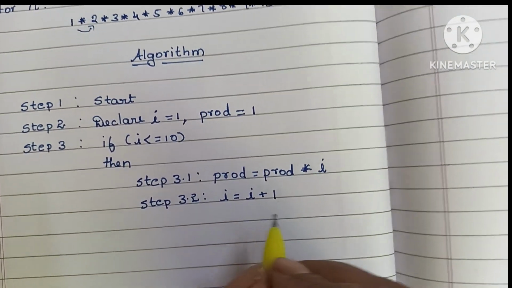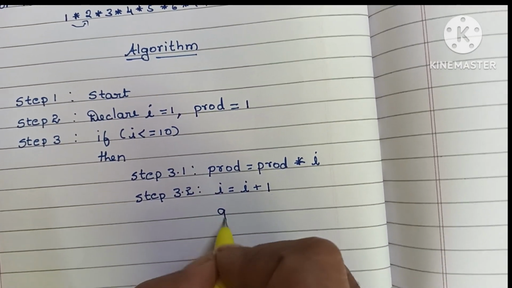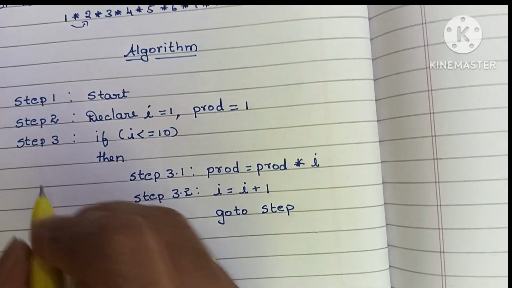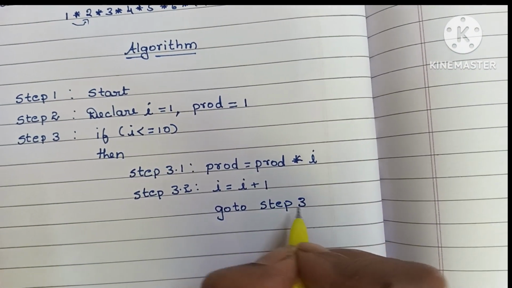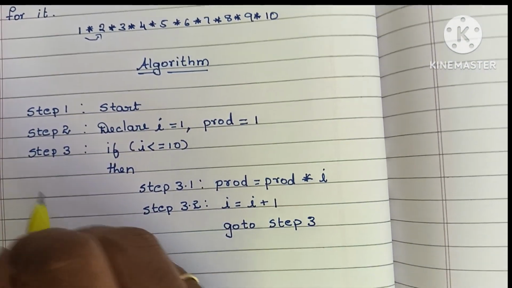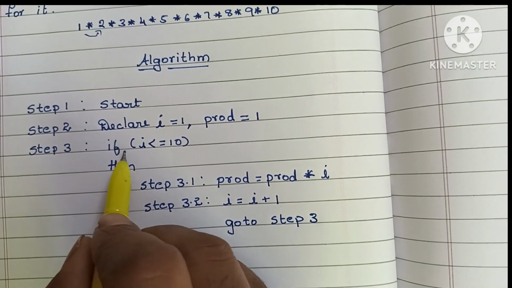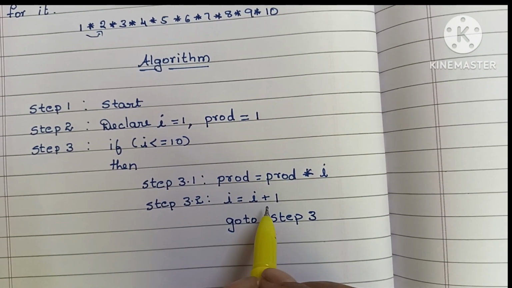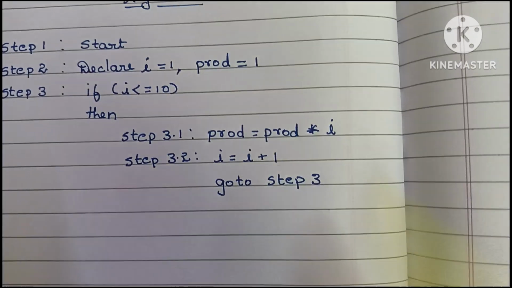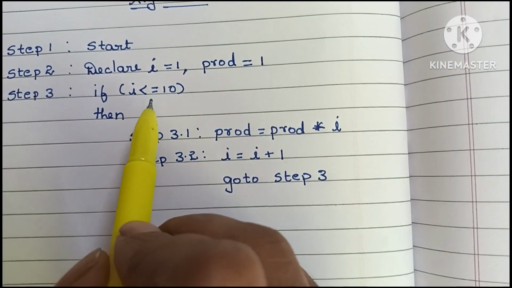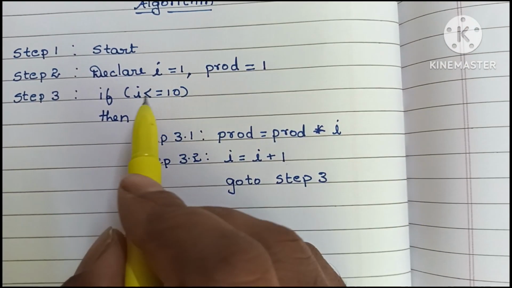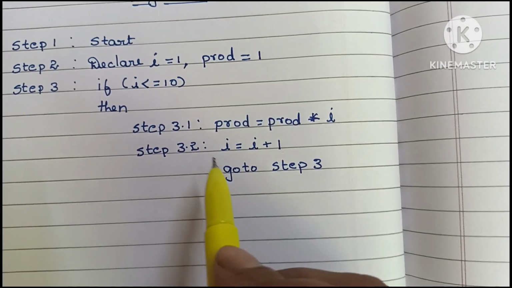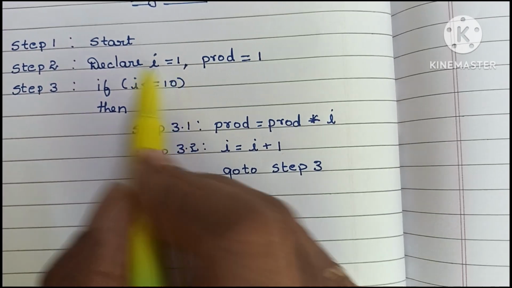Next, go to step 3. Again we have to go to step number 3. Again compare if I value is less than or equal to 10. Here the I value increased by 1, so I value becomes 2. 2 is less than or equal to 10, right? Again it will execute step number 3.1 and step number 3.2 until this condition becomes false.